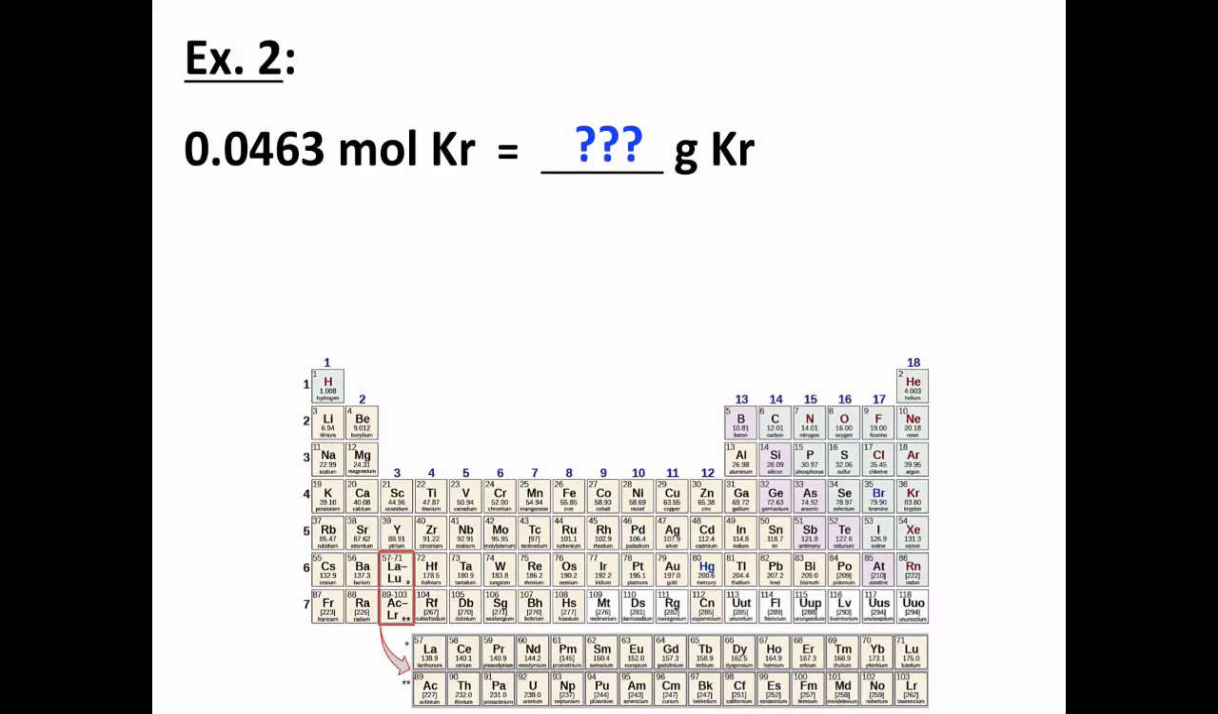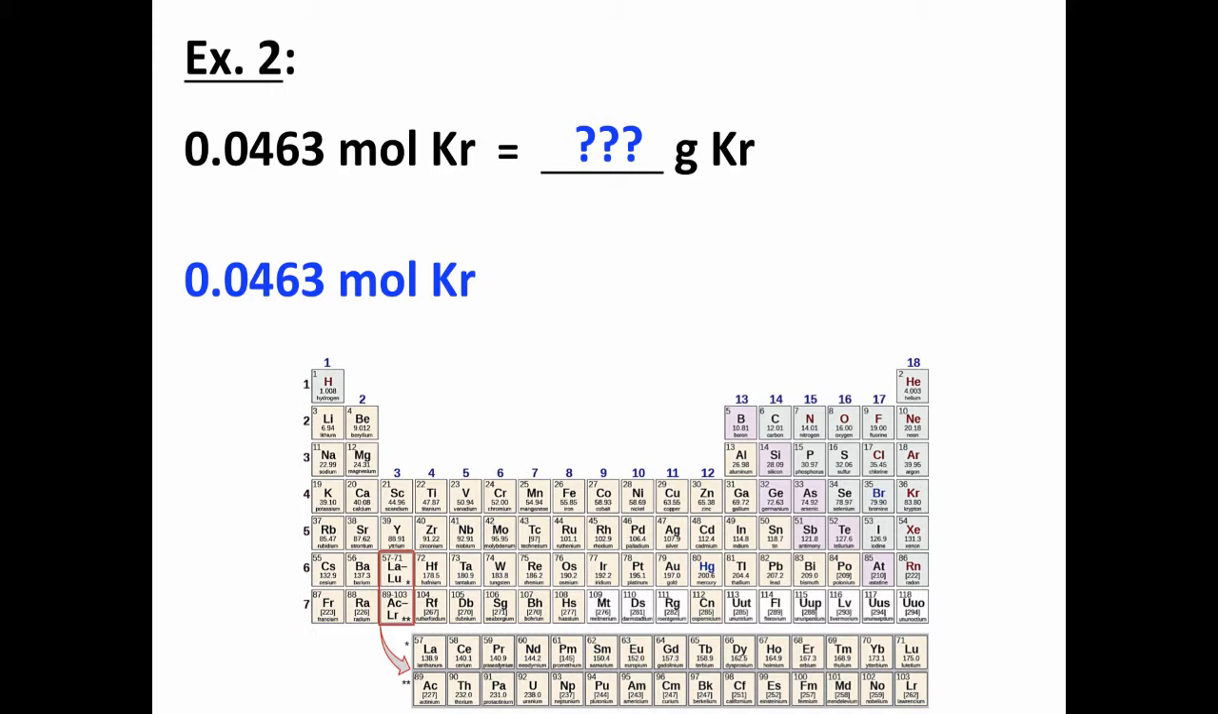Okay, second example. What if we don't have exactly 1 mole, and we wanted either grams or atoms? Well, in this case, we have 0.0463 moles of krypton, and we'd like to know how many grams we have. And this is a conversion problem. But we're going to now be using the periodic table to get our information.